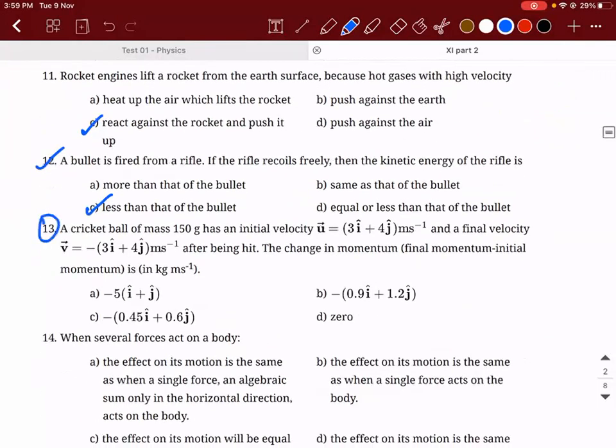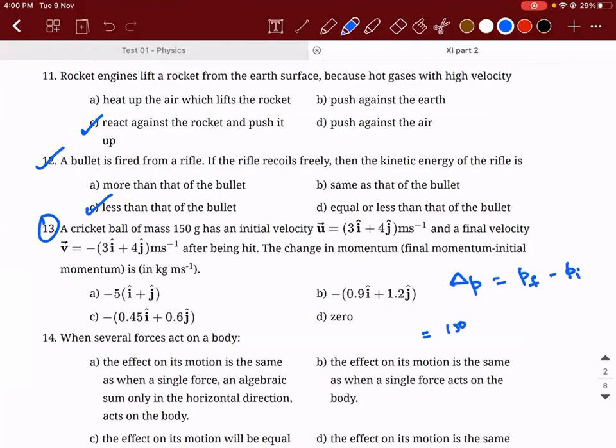So 13. There is a cricket ball of mass 150 gram, which has an initial velocity of 3 I cap plus 4 j cap meter per second, and the final velocity v vector is equal to minus 3 I cap plus 4 j cap after hitting it. The change in momentum. So what is the formula for change in momentum? Delta P is equal to P final minus P initial. What is P final?